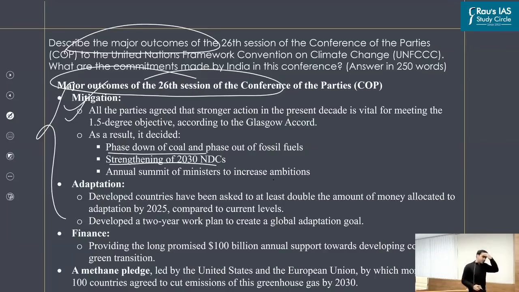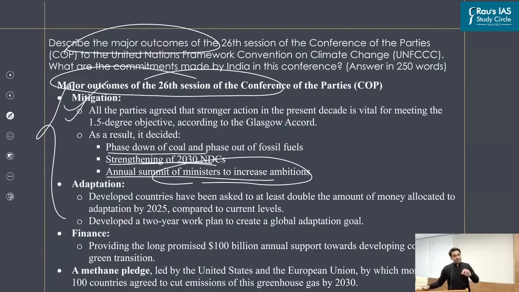And apart from the UNFCCC meet, the ministers of environment of every country are going to meet. Apart from the heads of government, the ministers accountable for environment, forest and climate change in their own respective countries are going to meet to talk about the mitigation efforts, to submit their efforts and talk about what they're doing in their own countries. Adaptation is something which has been neglected for a very long time, right? So developed countries have agreed to at least double the amount of money allocated to the adaptation effort.